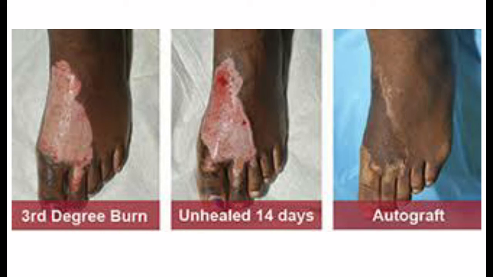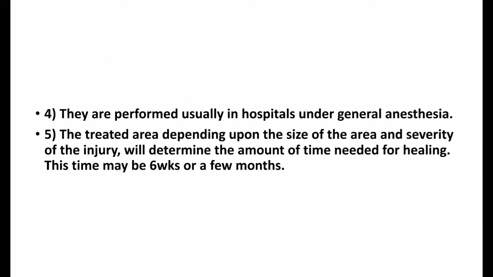Autograft helps to heal the unhealed wound. 4. They are performed usually in hospitals under general anesthesia. 5. The treated area, depending upon the size of the area and severity of the injury, will determine the amount of time needed for healing. This time may be 6 weeks or a few months.